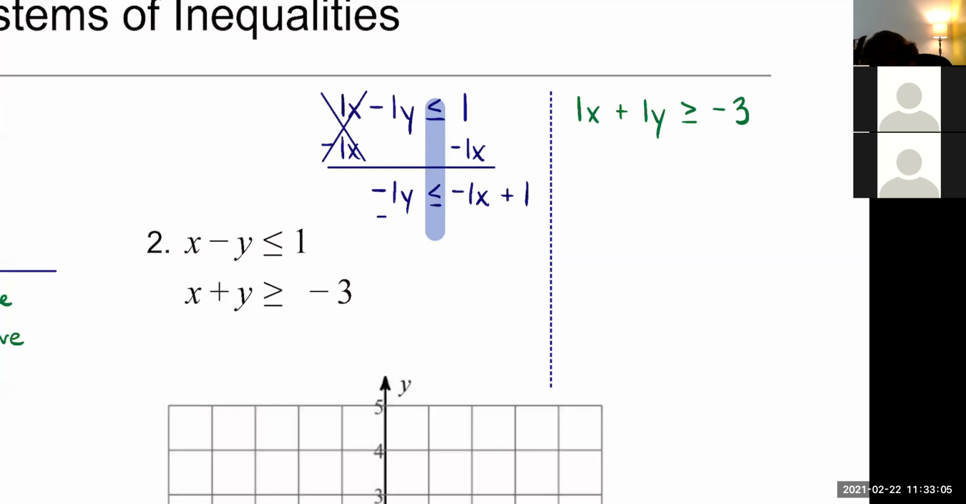And then I'm going to divide every piece, both sides, by the -1. Does anyone remember what happens when you divide or multiply both sides by a negative value? The signs become opposite, but that includes the inequality sign. It flips. So we end up getting y is now greater than or equal to a positive 1x minus 1.